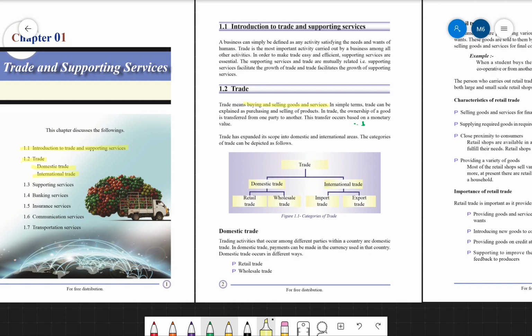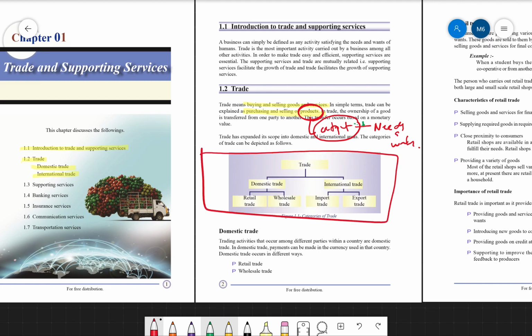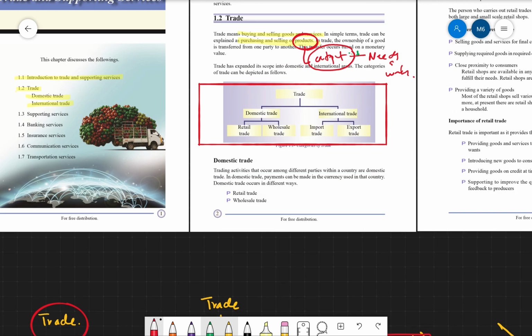In simple terms, trade is the purchasing and selling of products. Here the term product means not only goods and services, but any output of an organization that is used to fulfill human needs and wants. That's a product. As you can see in the same diagram, you can have a clear idea about what trade is.